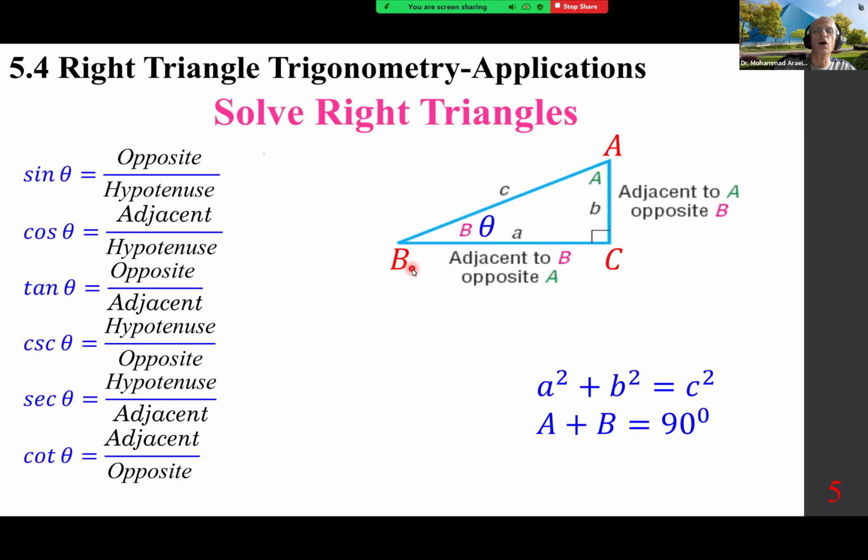Sine is the opposite over the hypotenuse. Cosine is the adjacent, so for this one, the adjacent would be this one, over the hypotenuse. Tan is the opposite over the adjacent, and the rest of them are the reciprocals of the top three. For example, for sine theta, we should figure out what's happening here. Opposite, we're talking about this angle, theta or B.